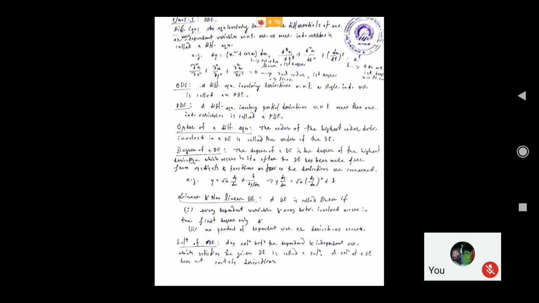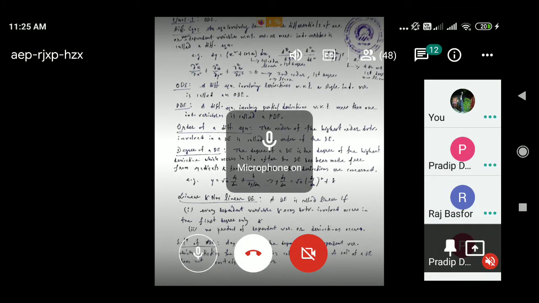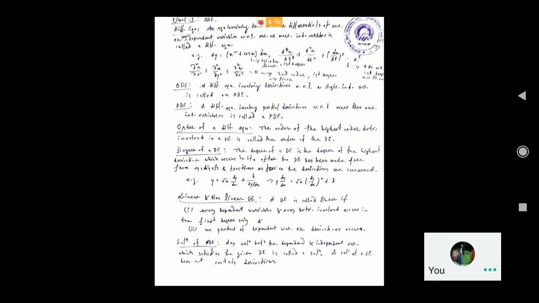You see the definitions are all written here. Now, is this differential equation linear or non-linear? Linear means degree 1 of the dependent variable and its derivatives. Here you see the definition of linear and non-linear differential equation.